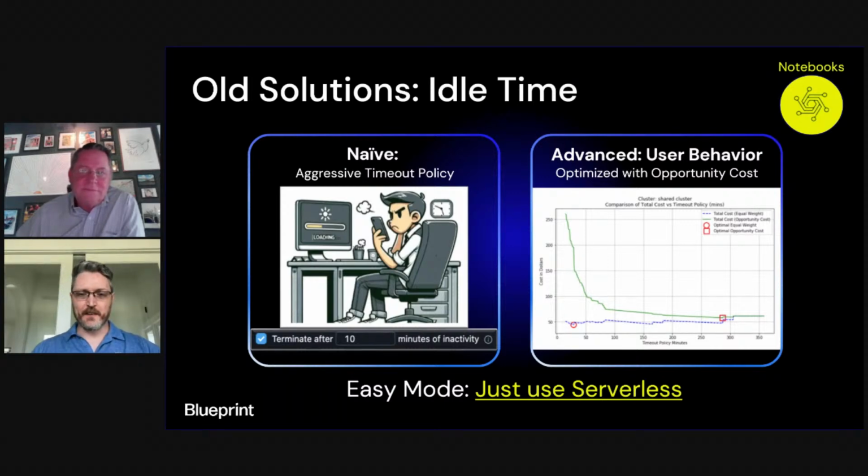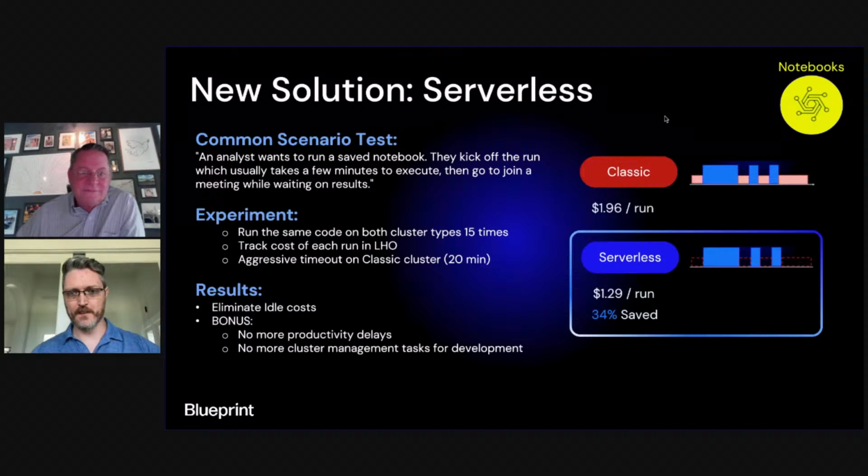So there are old solutions, but now with these things GA, there is a much easier solution, and it's just use serverless. What we have here, we ran some tests and we brought a little bit of data to do a head-to-head comparison. The scenario we're looking at here is, as an analyst, I've got a notebook that I want to run. I'll kick off that notebook, which I know takes a few minutes. While it's running, I'm going to head to my meeting. And when I get back, my results will be there.